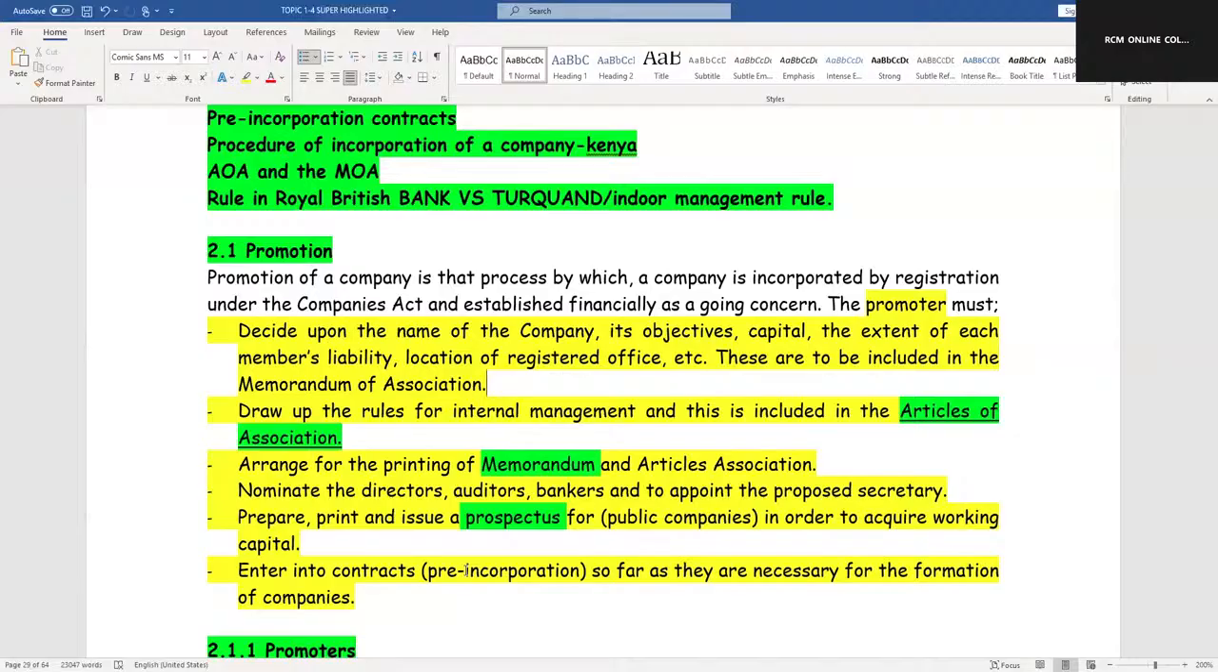So part of the duty is to enter into any pre-incorporation contract, so far as that kind of contract is necessary to enable the company to come into existence. These are part of the duties of a person we call a promoter.